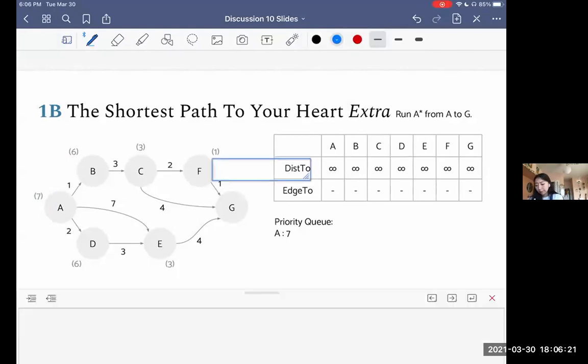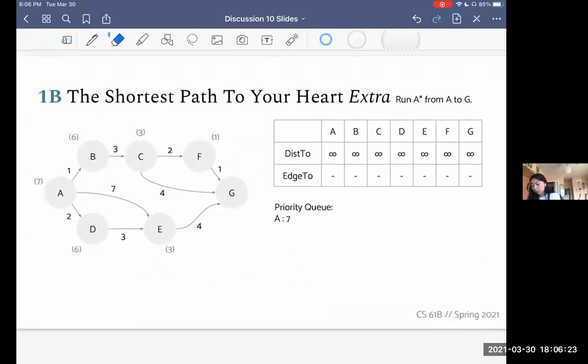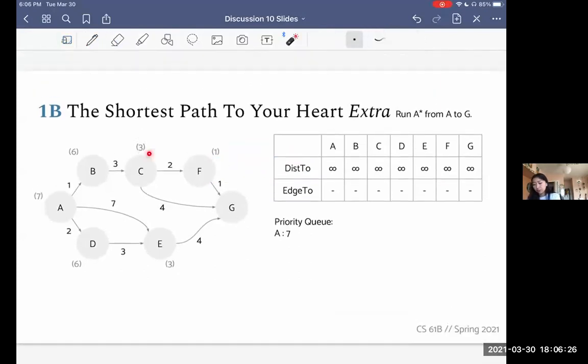When we say, for example, this parentheses 3 above the C, that's just letting us know we estimate that C is 3 distance away from G. Similarly here, we estimate that E is 3 distance away from G. Our estimate isn't always perfect. That's the whole reason we call it an estimate or a heuristic. For example, we underestimated here, but that's okay, as long as our heuristic is admissible and consistent, which means it's not overestimating the costs.